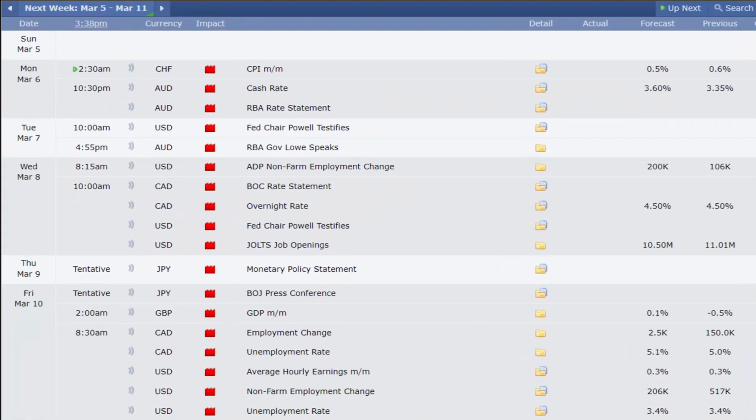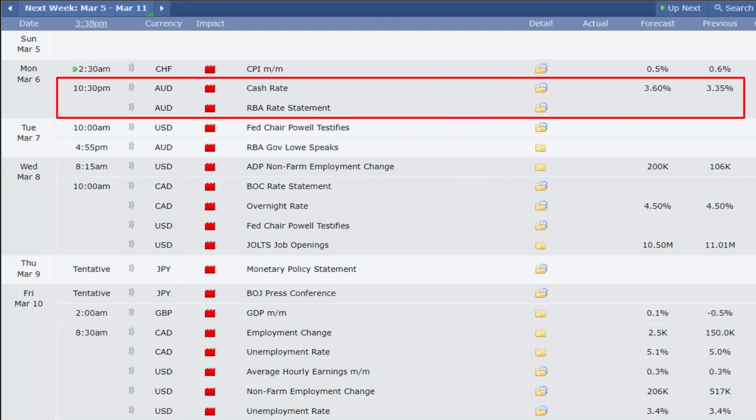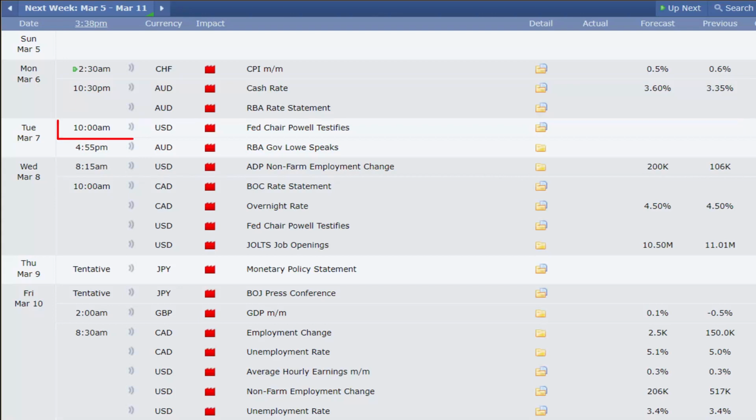This week, there is a ton of news, so buckle up, get ready. We've got the RBA on Monday night. We will be meeting live as a firm to trade this, and we will be making some trades live here. The expectation is they are going to raise 0.25%, and we'll have to see what the Aussie does on that move.